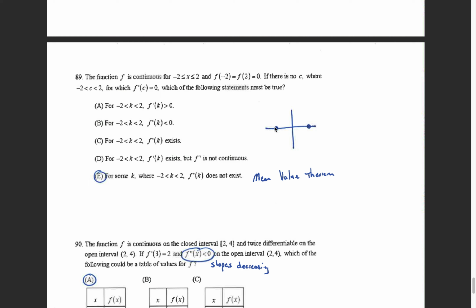Because if something was normal, it would go up and then have to come back down, or down and then come back up, and you'd have to have a derivative equaling 0. But if you don't have that, well, then this must be true.